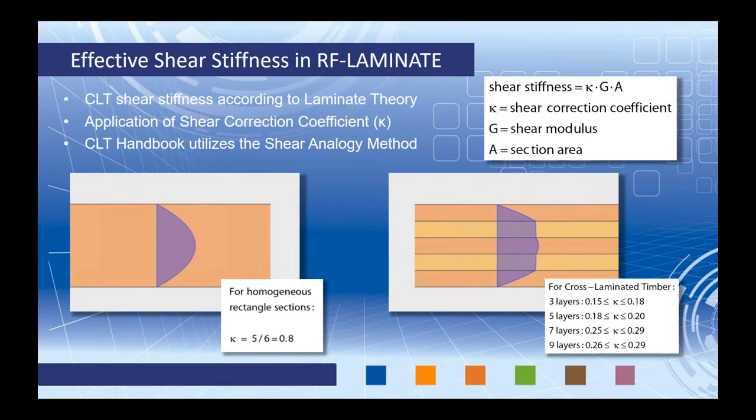But the question is, okay, well, if I have 5 layers, like my example today, what exactly do I set this factor to within this range? Either the low end, the high end? What happens if I have 11 layers? What do I use then?